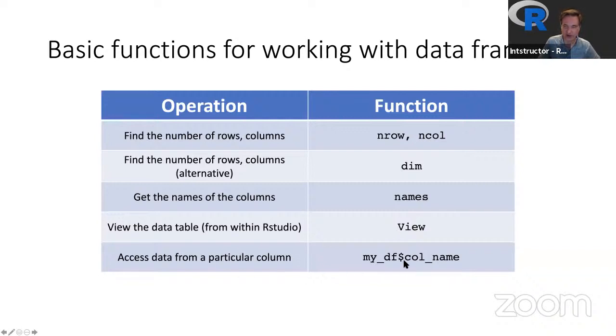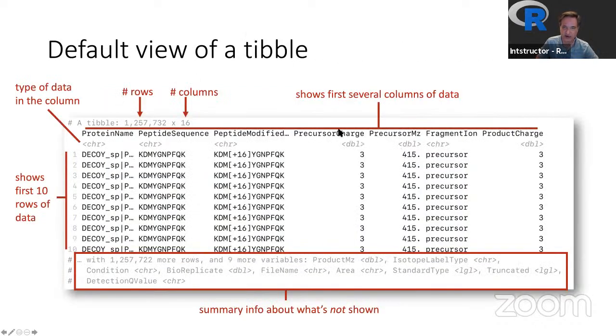This is another weird syntax thing that R has, but if you type the name of a data frame, put the $, and then the name of the column with no quotation marks, it will actually return all of the data in that column to you as a vector. Okay, so we worked with vectors previously. We know what vectors are. This is a way to get a single column of data. So for example, all of the precursor charge values as a vector, where we would refer to the column name here, precursor charge, to get all of this data here.